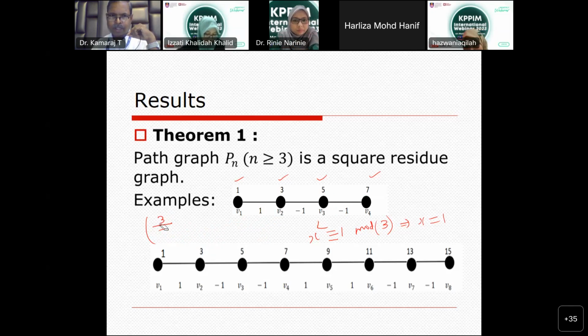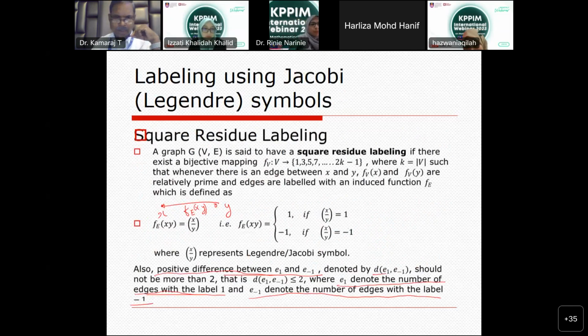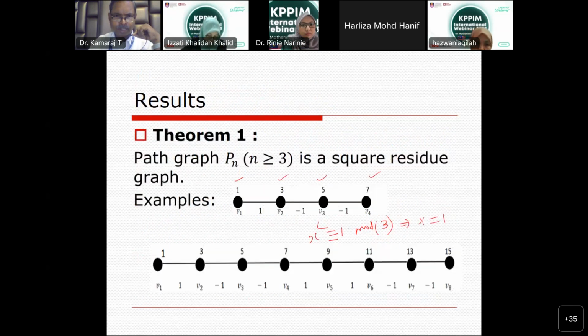You also have to check one more condition that I mentioned on the previous occasion. The number of edges with label 1 and the number of edges with label minus 1: if you take the count and take the positive difference, that should be less than or equal to 2. Here in our case, 1 edge has label 1 and 2 edges have label minus 1. The positive difference, the modulus of 1 minus 2, is 1. So this is less than or equal to 2, and our condition is satisfied.